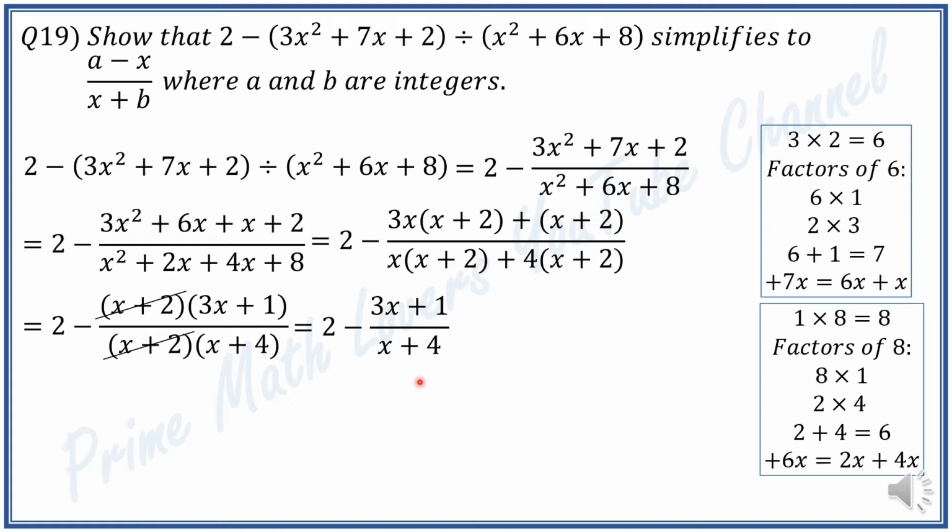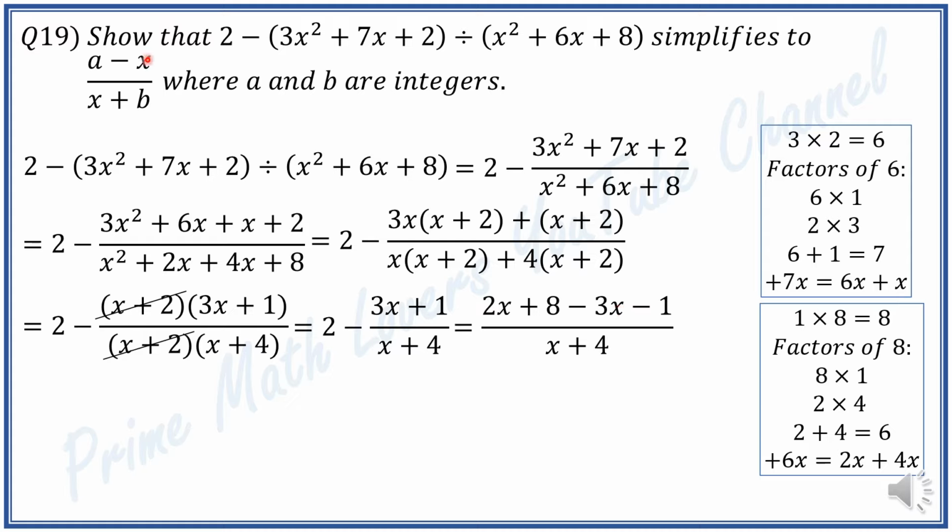The common denominator between 2 and this fraction is x plus 4. And I get 2 times (x plus 4), which will be 2x plus 8, minus 3x minus 1, over x plus 4. 2x minus 3x will be minus x, or negative x, and 8 minus 1 will be 7. So it will be (7 minus x) over (x plus 4).